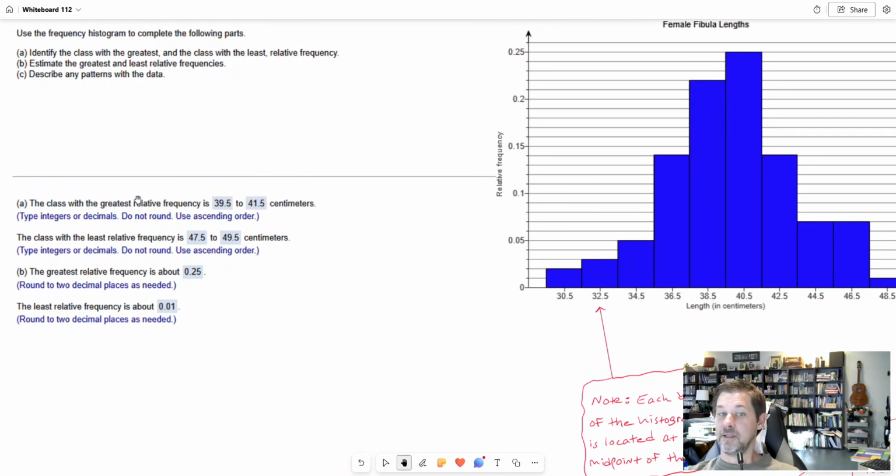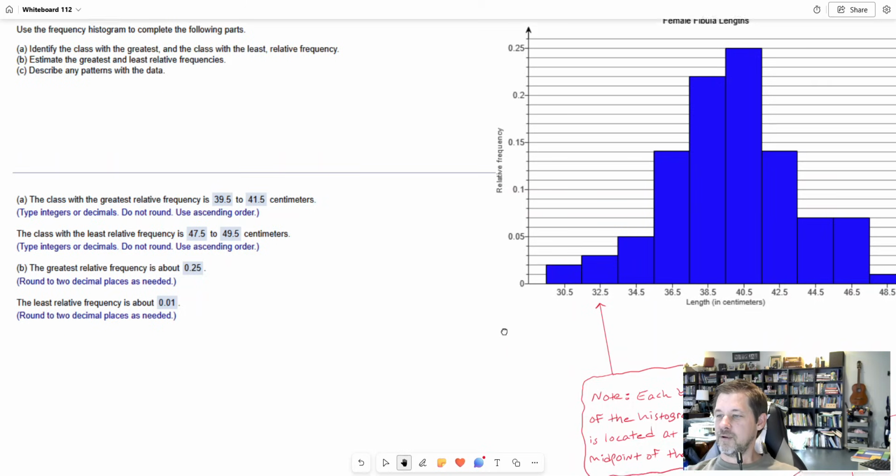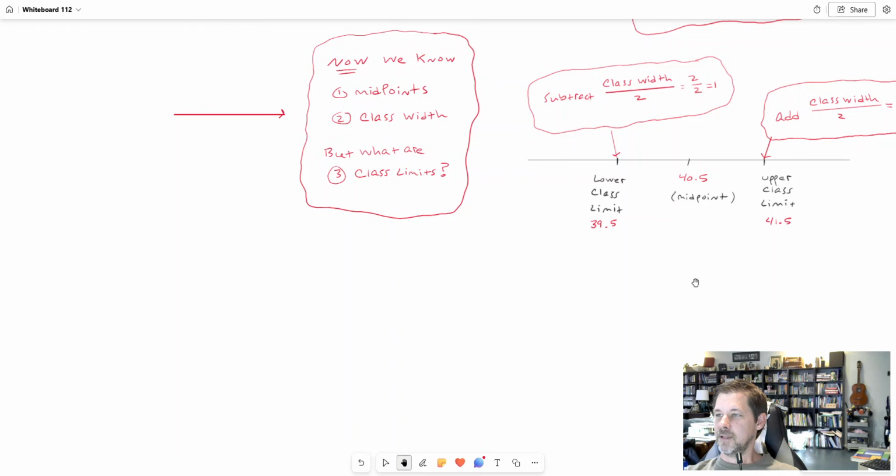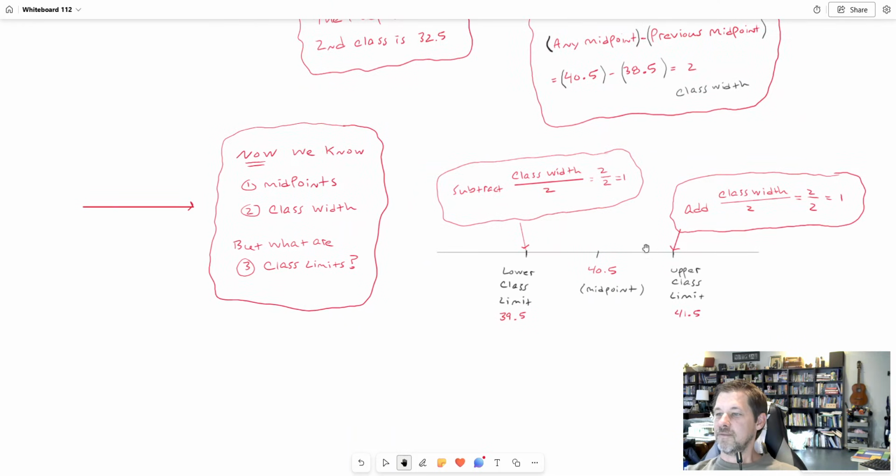question. Which class has the greatest relative frequency? Well, it's this tallest bar. It's this one. I'm just trying to figure out where does it begin and where does it end. So I redrew that with the 40.5 right there in the middle. So here's how you can figure out the upper and lower class limits, meaning where that bar begins, where it ends, consequentially an answer to our question.